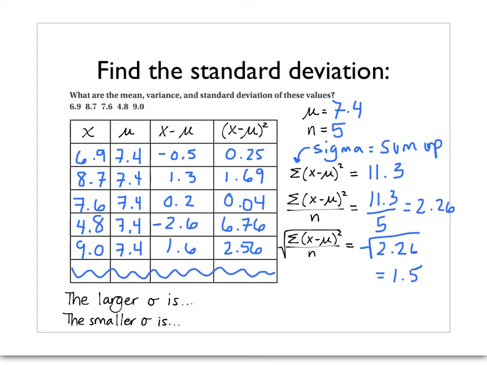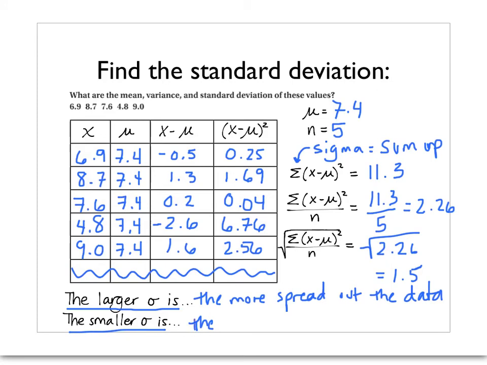Okay, the larger sigma is, and so 1.5 is the standard deviation, tells you how spread out the data is. The hard part is it's all a comparison. It's all relative. The larger sigma is, you see this right here? The larger sigma is, the more spread out your data is. The smaller sigma is, the more closely packed the data is.